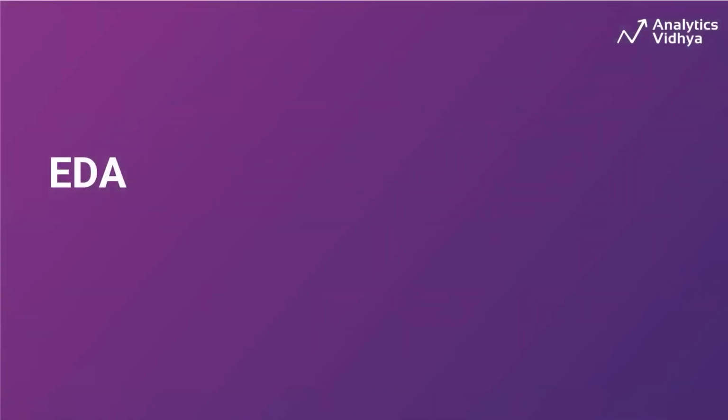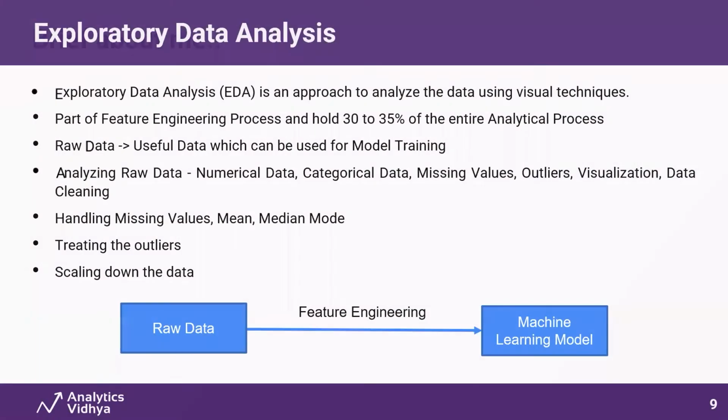Okay, so going forward, let's understand what EDA is. EDA is also known as Exploratory Data Analysis, as the name says. Basically, EDA is an approach to analyze data using visual techniques. It is part of feature engineering. There are actually three steps: feature engineering, feature selection, and then we put the data into machine learning models. It holds 30 to 35% of the entire analytical process.